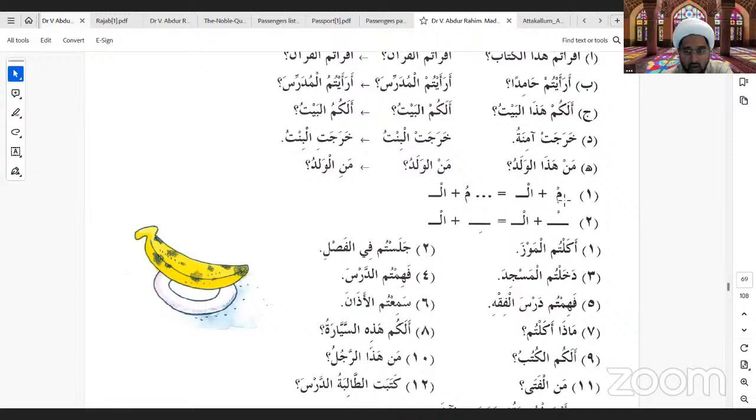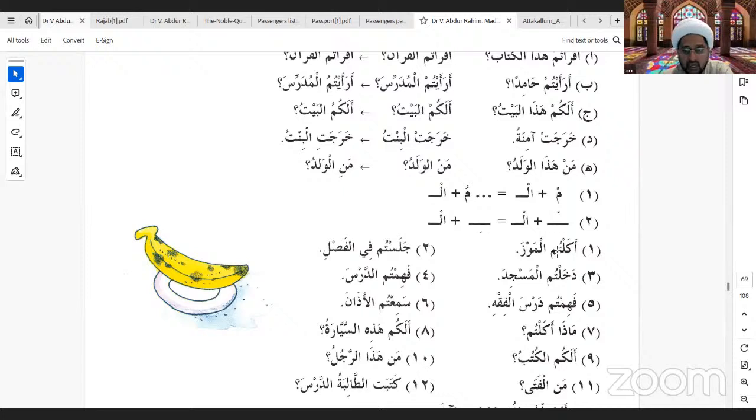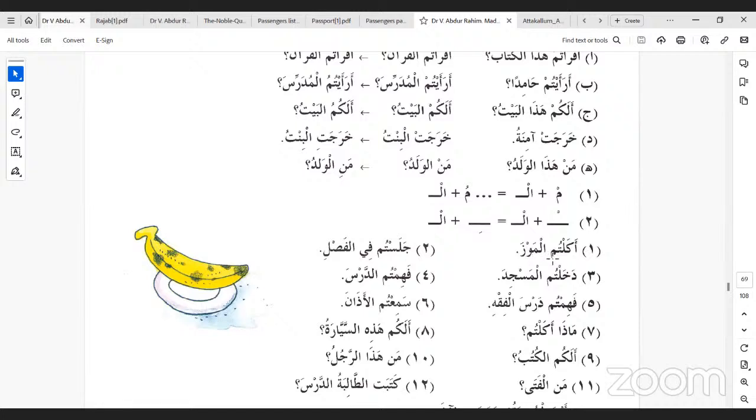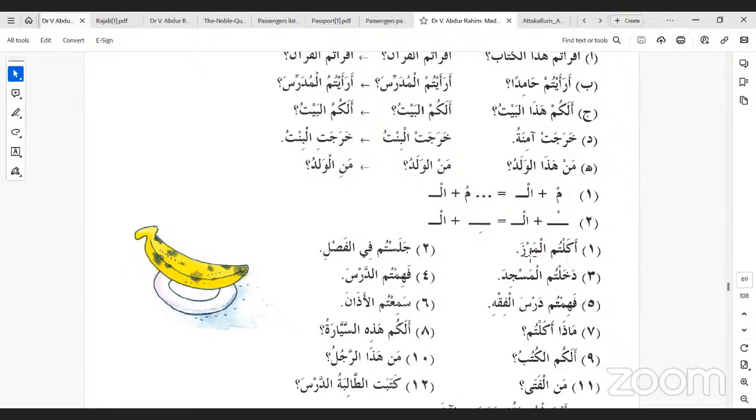So it's showing two rulings. When there is a mim sakin and there's alif lam, then the mim sakin changes to a dhamma: mul kitaba. And if there's a sakin and alif lam, it changes to a kasra. So أكلتم. The tum is coming with a sakin, so you become akaltumul mauza. Did you eat? Akaltumul mauza. You ate the banana. Okay.